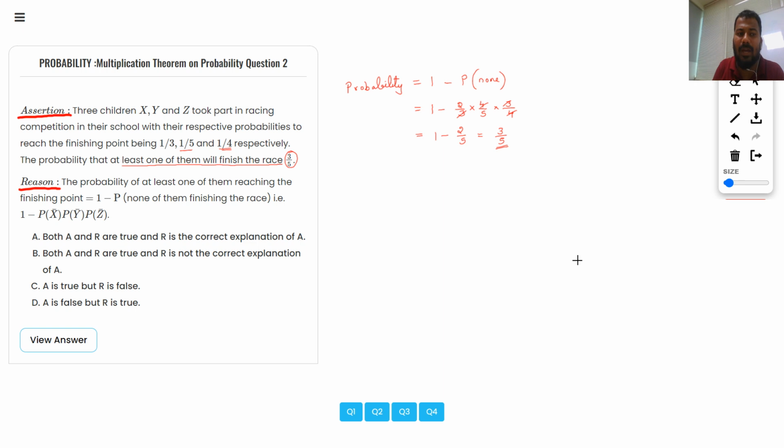Probability of at least one of them reaching the finishing point is nothing but 1 minus P of none of them finishing the race. That is nothing but 1 minus P of x bar, y bar and z bar. Yes, that's what we have done in the first and second step. Yes, both assertion and reasoning are true and the reason is the correct explanation of A. So I can go with answer option A.